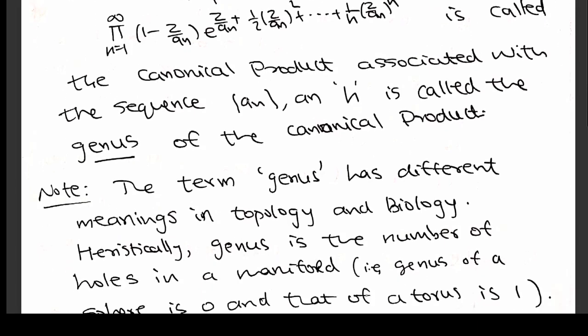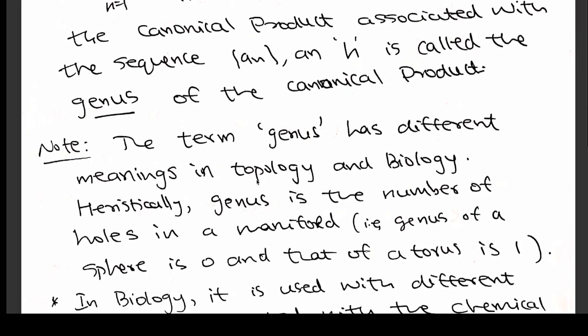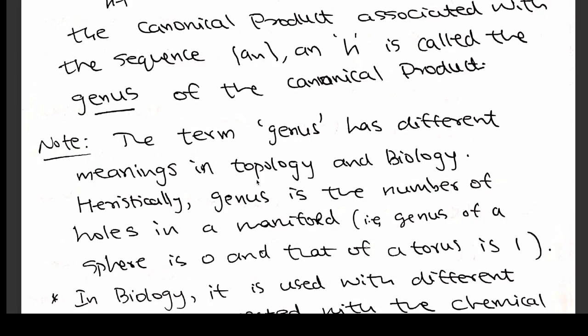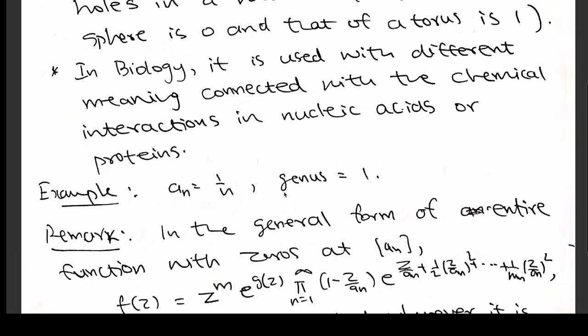So this h is called the genus of the canonical product, and the term genus has different meanings in several ways. For example, in topology, it represents the number of holes in a manifold. For example, a disk has genus 0, a torus has genus 1, and so on. But here we mean something special. Now, another definition of genus for functions I will give you now.